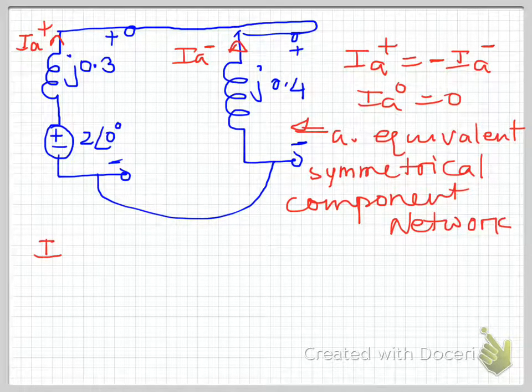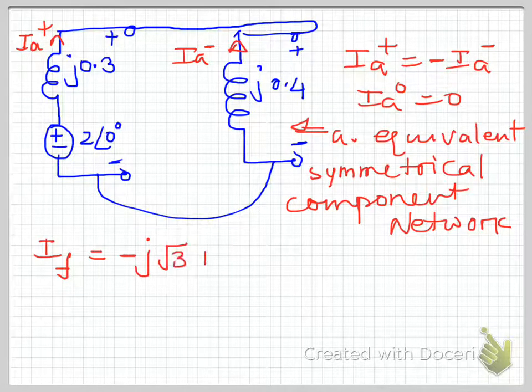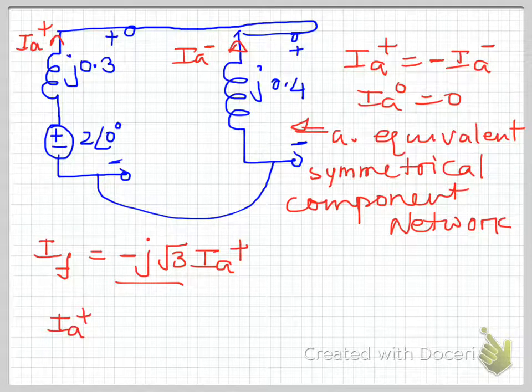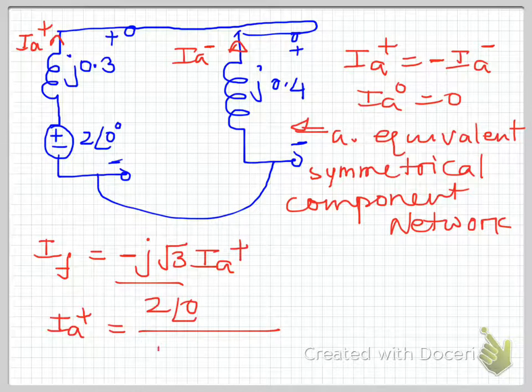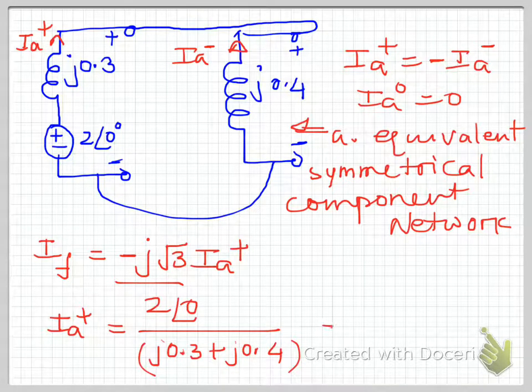Right, so we were saying we have to calculate the fault current. If you look into your formulas, the fault current is given by minus J square root of 3 IA positive. So we have to find IA positive, which we can easily find from this network, and then multiply it by this part to get IF. So let's find IA positive. IA positive in this case is given by 2 angle 0 divided by J0.3 plus J0.4.